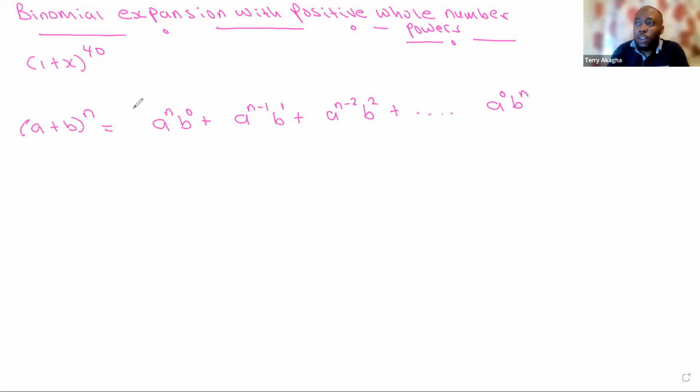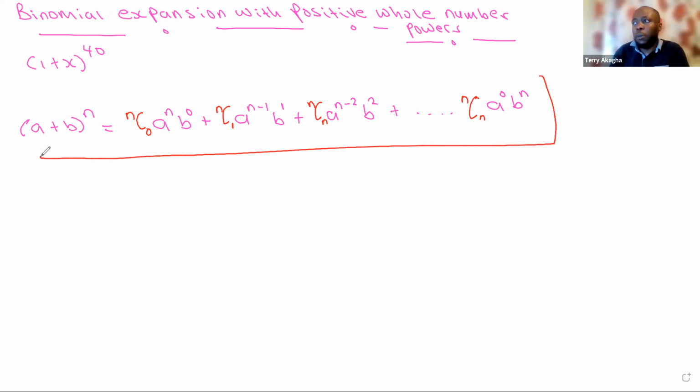So for the first one, it's going to be n combination 0. The second one will be n combination 1. So you keep on going, n combination 2, till you get to n combination what? n. Okay? And this is what we call the binomial theorem formula.